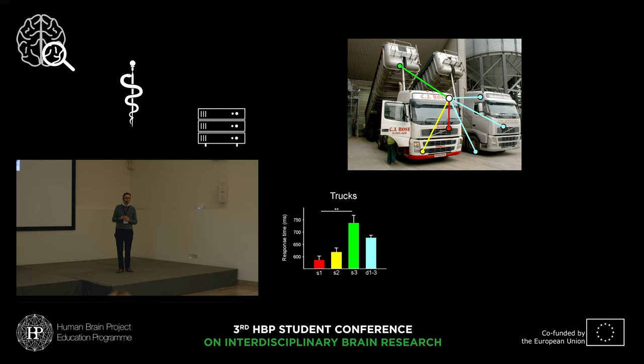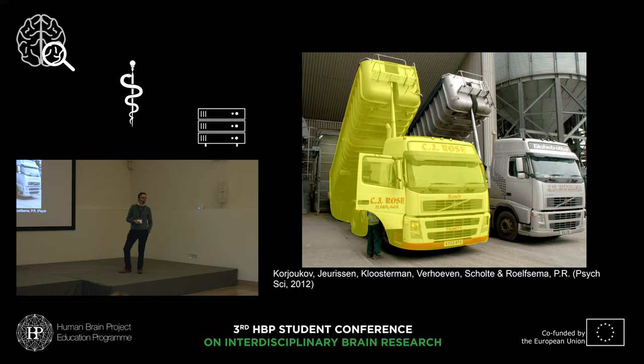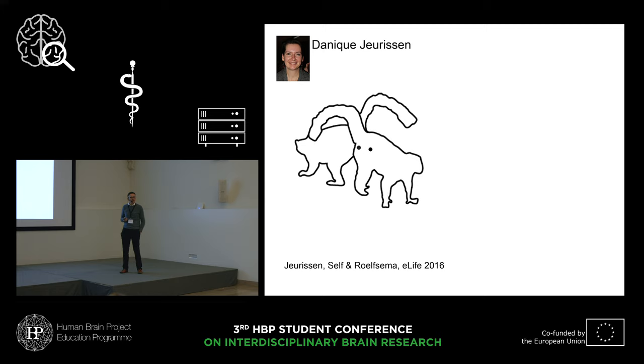Okay, so this is how we think about it. It's basically this incremental grouping process I was talking about. Now this even happens in very simplified images. So this is a cartoon image of two monkeys. And again, it's the same task. We ask subjects, are these two dots on the same animal or are they on different animals? And if they're on the same animal, we again systematically vary the distance between the dots.